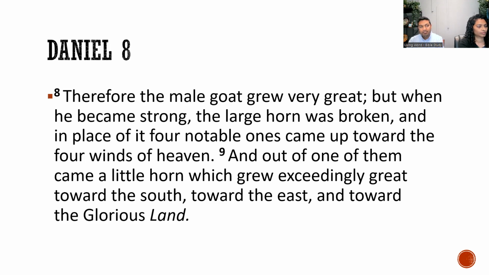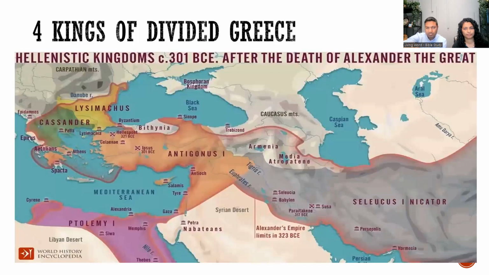Now, in its place, four notable horns came towards the four winds of heaven, which means the four directions they came. And out of one of them, in one of those places, there was a small horn, a little horn, which grew exceedingly great toward the south, toward the east, and toward the glorious land, right? So what does this mean? When you remember, even in the case of the leopard, it had four horns that came. Here also, there are four horns that come up. There were four generals inside the company of Alexander.